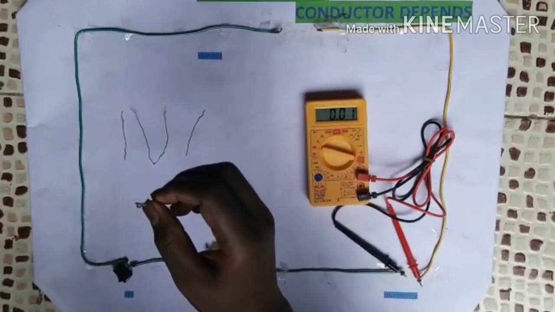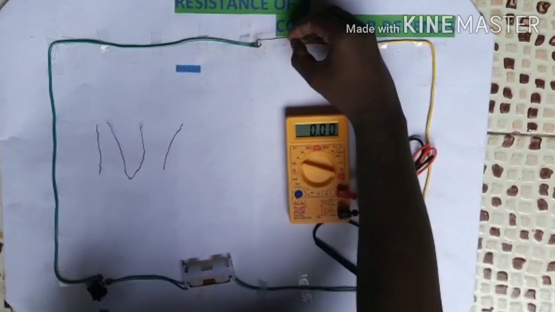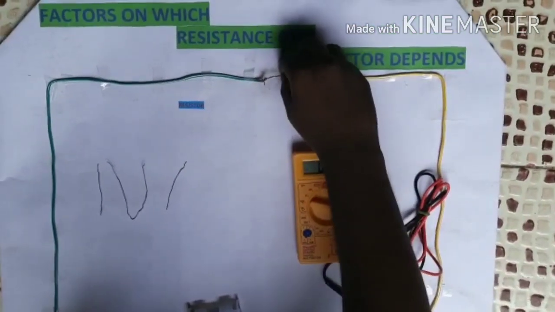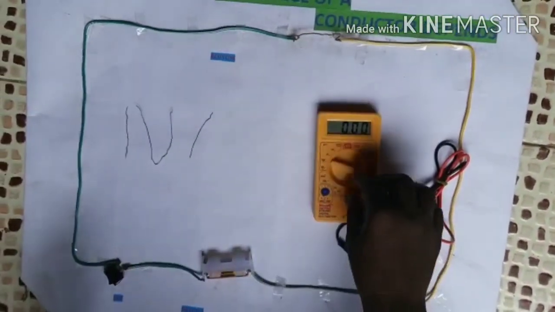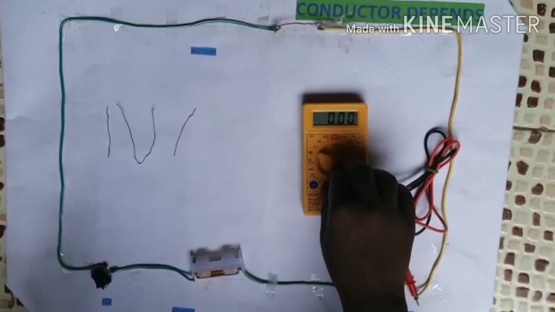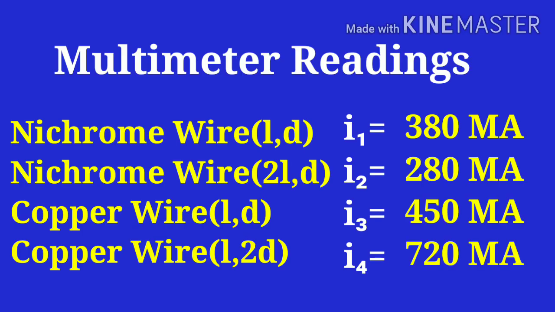Now we connect the copper wire with length L and diameter 2D. Switch on the key and note down the multimeter reading. The multimeter reading is 720 milliamps. We can say it as I4 is equal to 720 milliamps. Now we got these readings from the multimeter: I1 is equal to 380 milliamps, I2 is equal to 280 milliamps, I3 is equal to 450 milliamps, I4 is equal to 720 milliamps. Now we are going to discuss these readings.